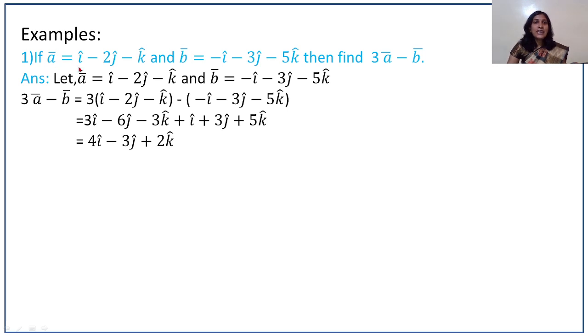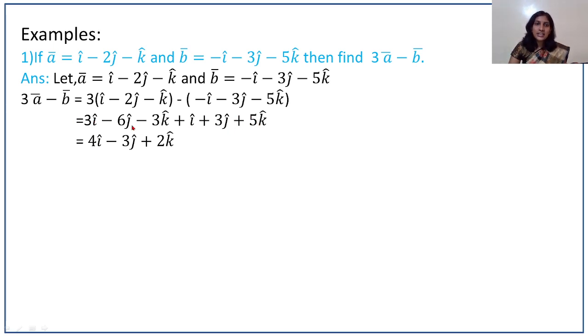First is, if A bar is equal to I cap minus 2J cap minus K cap and B bar is equal to minus I cap minus 3J cap minus 5K cap, then we have to find 3A bar minus B bar. So A bar is here, B bar is here. We have to find 3A bar minus B bar. So 3 into bracket A bar minus B bar. Multiply by 3 into bracket, that is 3 I cap minus 6 J cap minus 3K cap, plus this, minus minus gets plus, minus minus gets plus, minus minus gets plus.